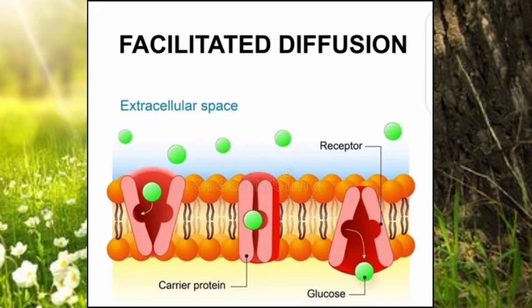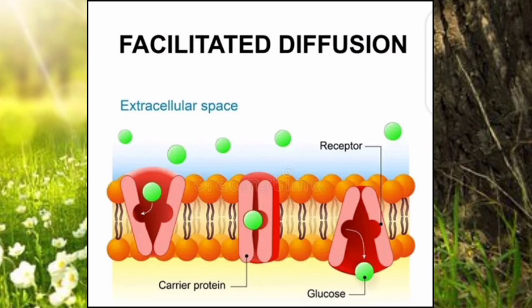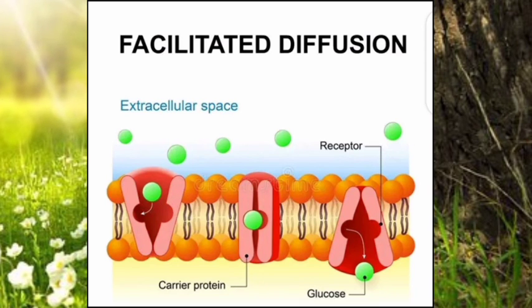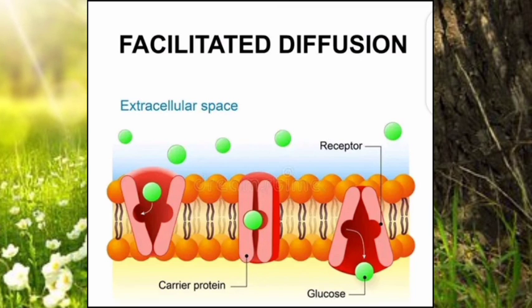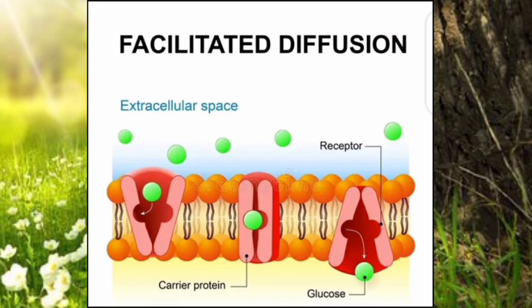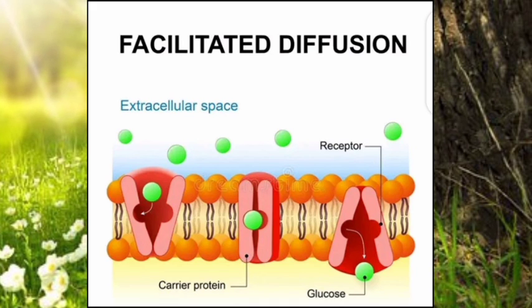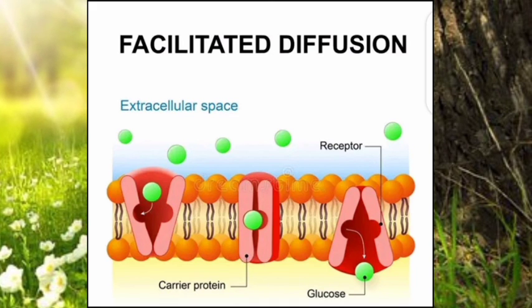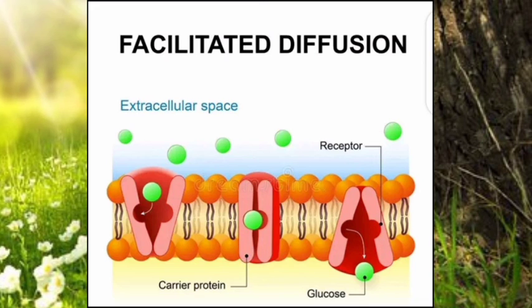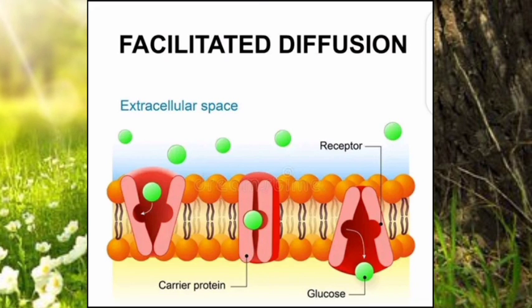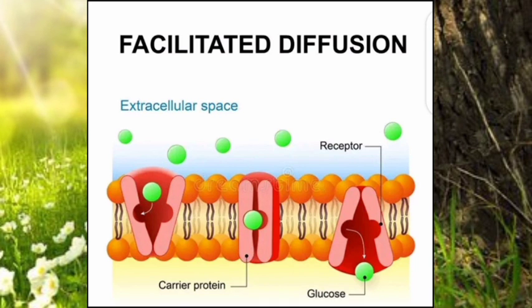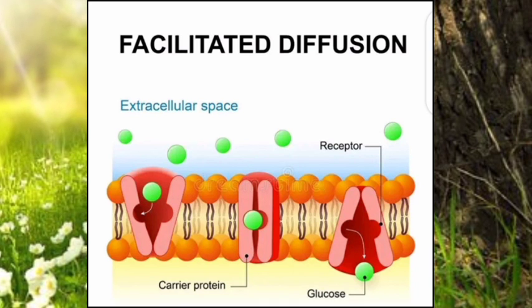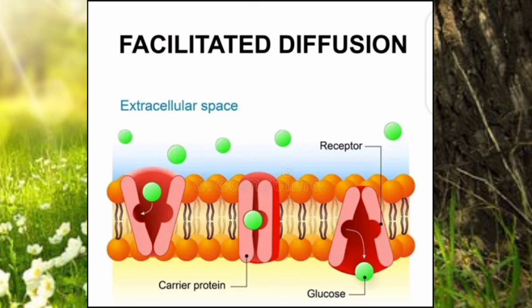So both processes do not require any kind of energy, and the molecules move from an area of higher concentration to an area of lower concentration, that is, along the concentration gradient. So in both cases the molecules are moving along the concentration gradient. So that was all about the differences and similarities between diffusion and facilitated diffusion.